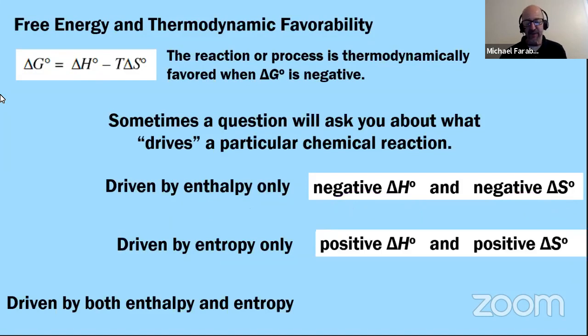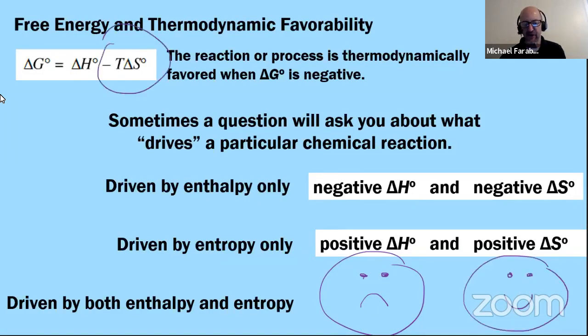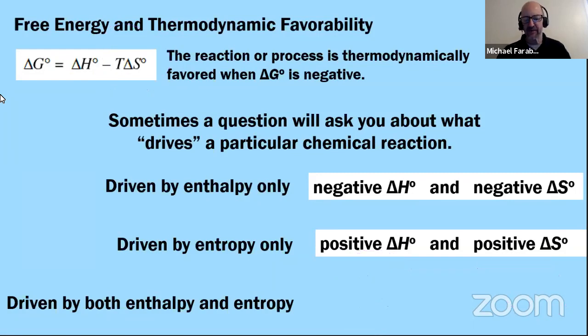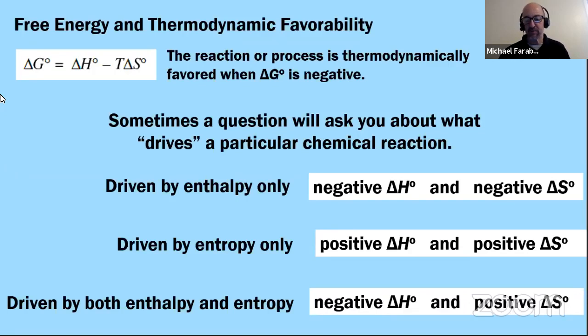Now, driven by entropy only, if you have a positive delta H, this cannot be the driving force because, again, you're trying to get delta G negative. This positive delta S is helpful because, again, that makes this T delta S term overall with that negative sign there, that can potentially be the driving force. So it can be driven by either a negative delta H, or it could be driven by a positive delta S, or if you have both, that's your best case scenario, then it's driven by both.